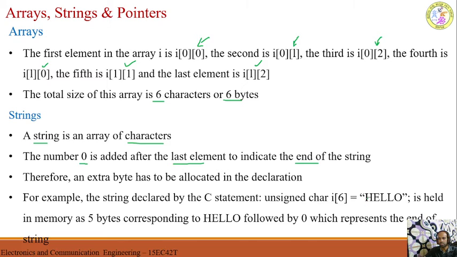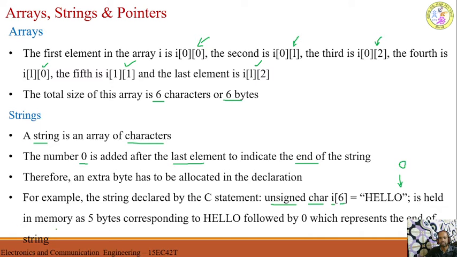So hello is a group of characters now. How many characters are there? 1, 2, 3, 4, 5 characters are there. To declare the end of the string, automatically 0 is added at the end. So including 0, this becomes 6. Therefore we are going to declare I of 6. These are of type character, and the name of the array is I. So it reserves 6 bytes of memory, and it is of type unsigned.